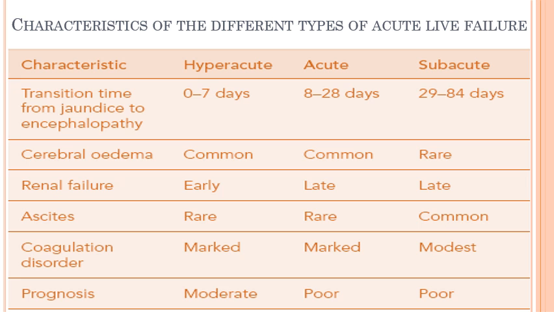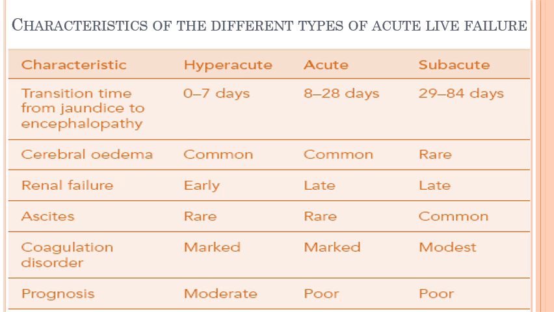Now, in this table, the characteristics of different types of acute liver failure are given. For more clarification, acute liver failure has been divided into three groups: number one is the hyperacute, number two is the acute, and number three is the subacute liver failure. These three categories have been given different characteristics.